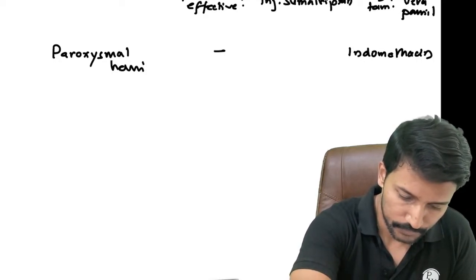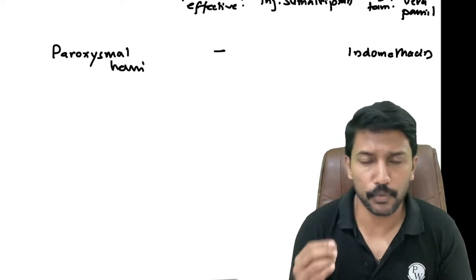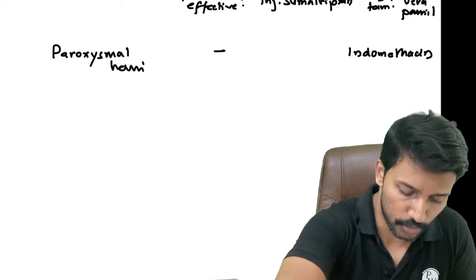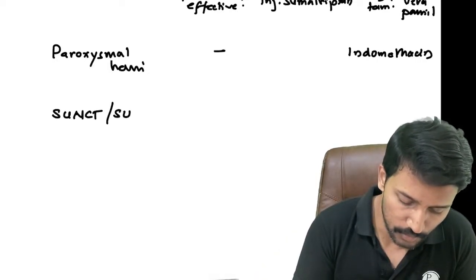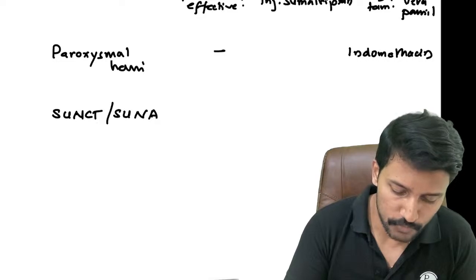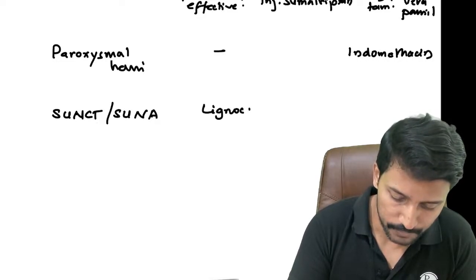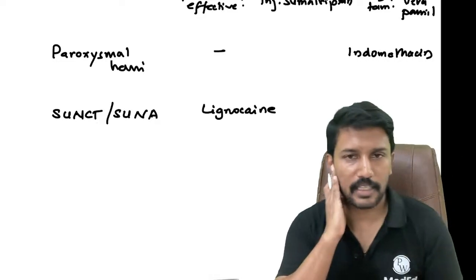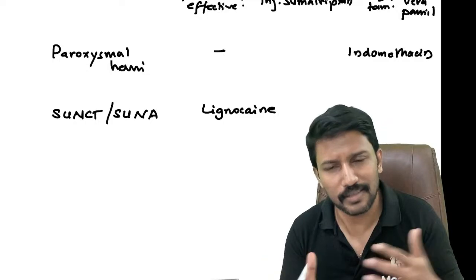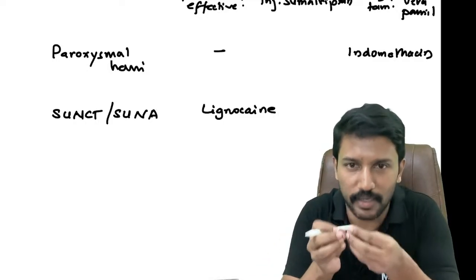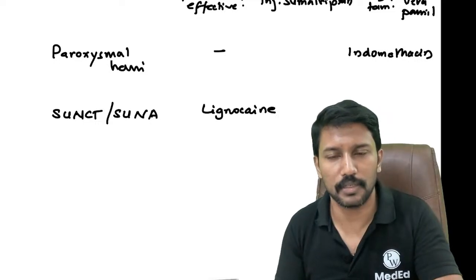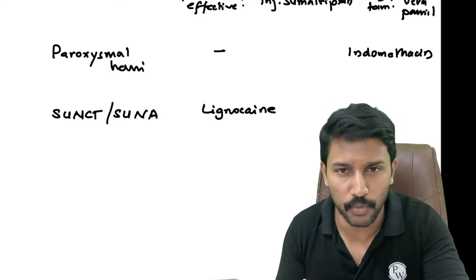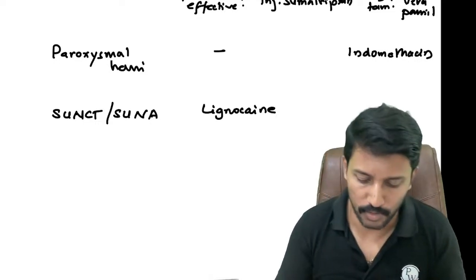And for SUNCT and SUNA, because they're lasting for few seconds. Generally there is no need for acute treatment, but if there's an exam question asking you what could be the drug of choice for acute treatment, we can say lignocaine. Because the headache is lasting for few seconds, almost always it doesn't happen that patient will reach within those seconds to the hospital and get a lignocaine shot. But if you get a patient in the hospital and then the episode happens, maybe you can give the lignocaine.